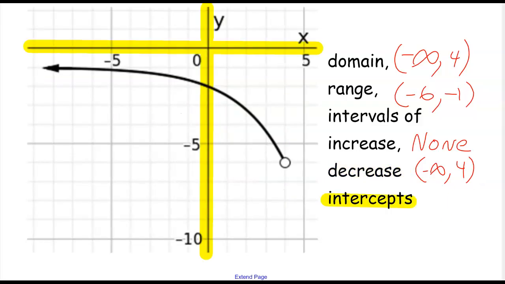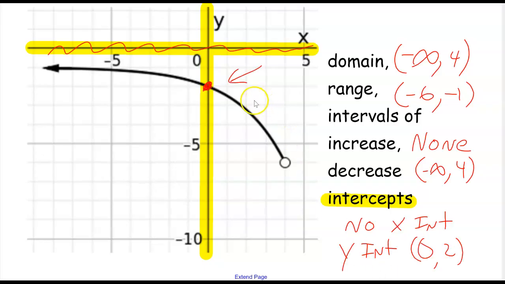Now let's find the intercepts. Where does it cross the yellow line here, the x and y axis? There's no x-intercept. It doesn't cross the x at all. The y-intercept is at 0, 2.